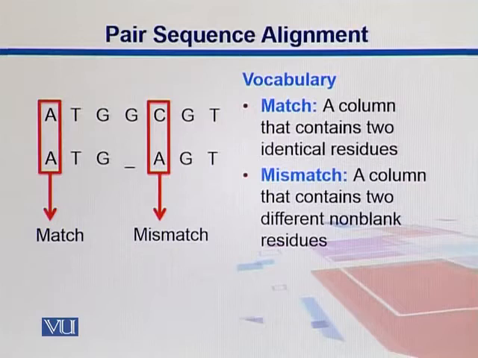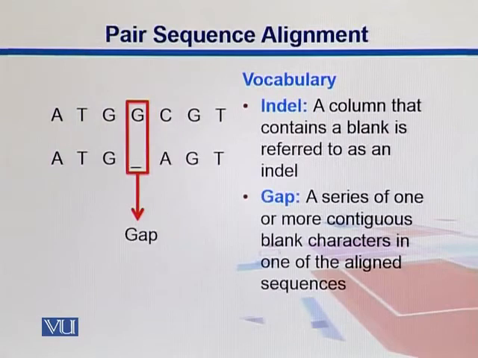In this situation, we call this a match, whereas a mismatch is when a column contains two different non-blank residues. For example, here we have C and A, so we can call this a mismatch. An indel is a column that contains a blank in it, blank because on one side we don't have a character. In this case, we substitute with a dash. Whereas this dash, or many more present together, we call a gap.